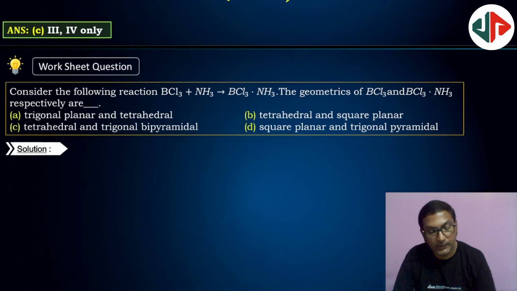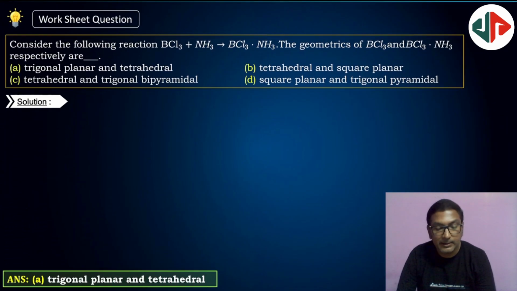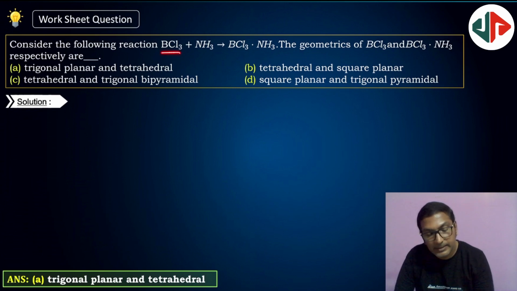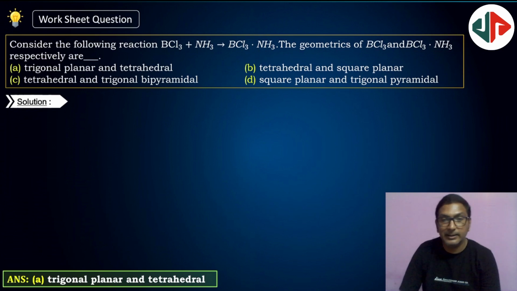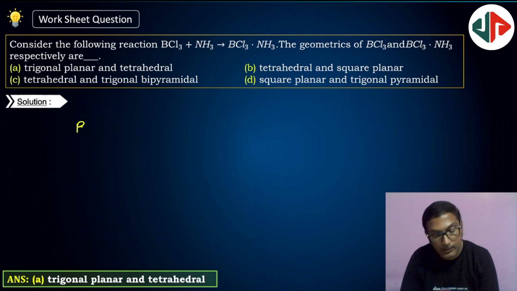Next, consider the following reaction. BCl3 plus NH3 gives BCl3 dot NH3. The geometries of BCl3 and BCl3 dot NH3 respectively are, we can write like this. So first take BCl3. So I will write first NH3. After that BCl3. NH3 can be written as like this.